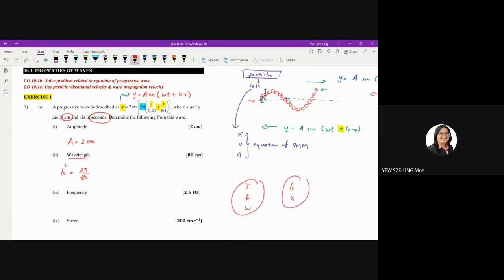And for the unit of k, again, you look at the unit for x and y. x and y are in cm. So k is in cm negative 1.